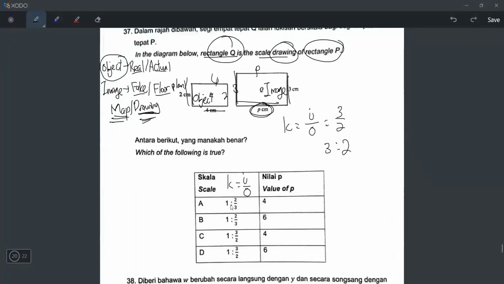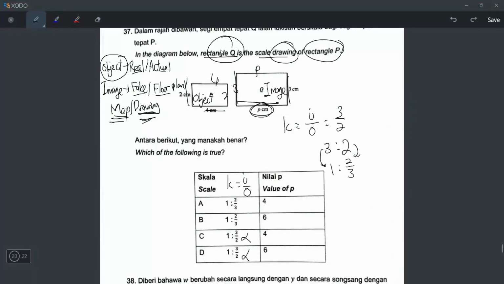But scale is always 1 ratio. So if you want to convert this to 1, you will divide 3 here. Here also divide 3. So it will be 2 over 3. So the answer is not C, not D. It's either A or B. So it's A or B. Okay, we have to find the value of P.